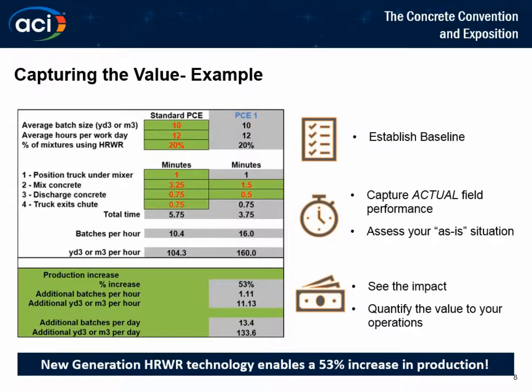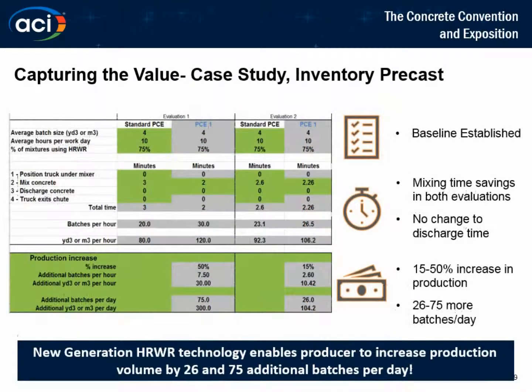This is an actual case study where we did establish real-time data. And for this operation, the only impact that fast dispersion had on the producer was in the mixing time. So we did not measure the discharge, any increases in discharge. So only considering the mixing time at this batch plant. This is an inventory precaster that chose 2 high volume mix designs to see what the impact is to their operations.